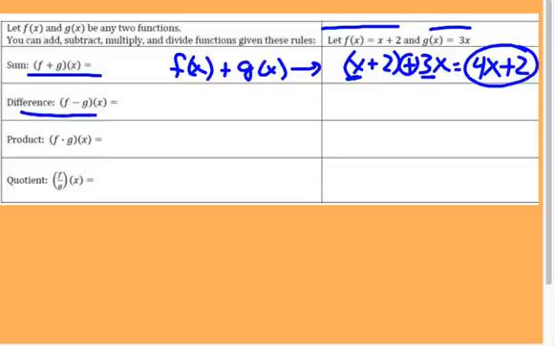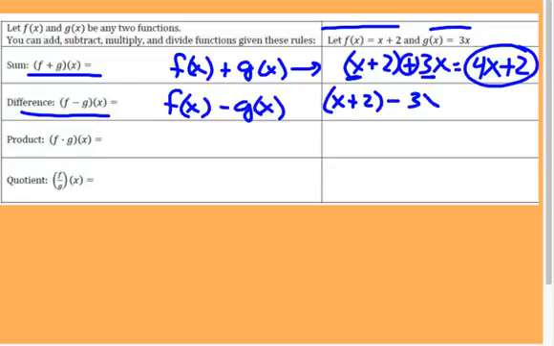Over here, difference, f minus g of x. Well, that's just f of x minus g of x. So we're going to do the same thing. x plus 2 minus, well, there's only one term there, 3x. You really don't have to run a negative through that, but you can drop parentheses because we're just subtracting the 3x here. So x minus 3x is negative 2x, and then you still have the plus 2. So subtraction.